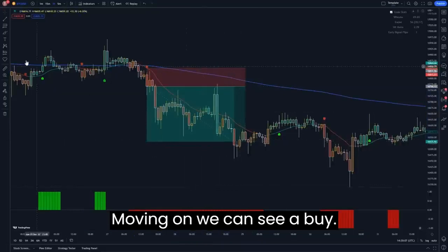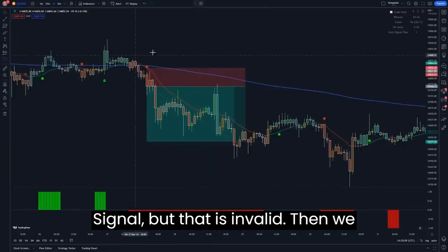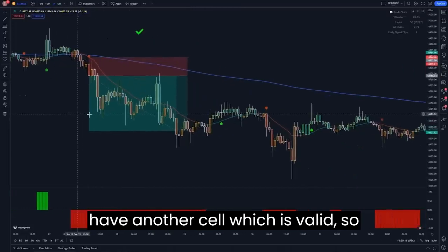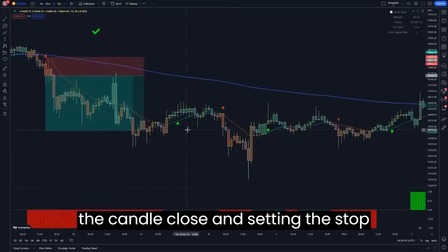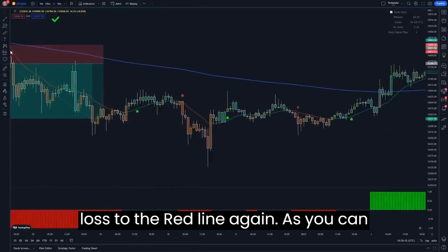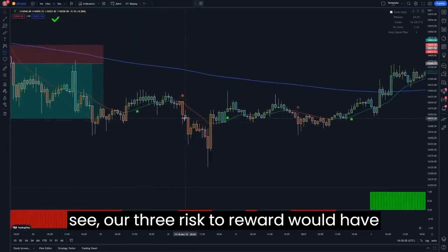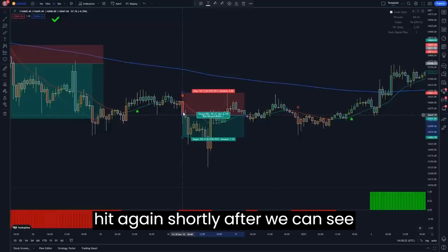Moving on, we can see a buy signal, but that isn't valid. Then we have another sell, which is valid, so we'll enter here. We'll be entering at the candle close and setting the stop loss to the red line again. As you can see, our 3 risk to reward would have hit again shortly after.